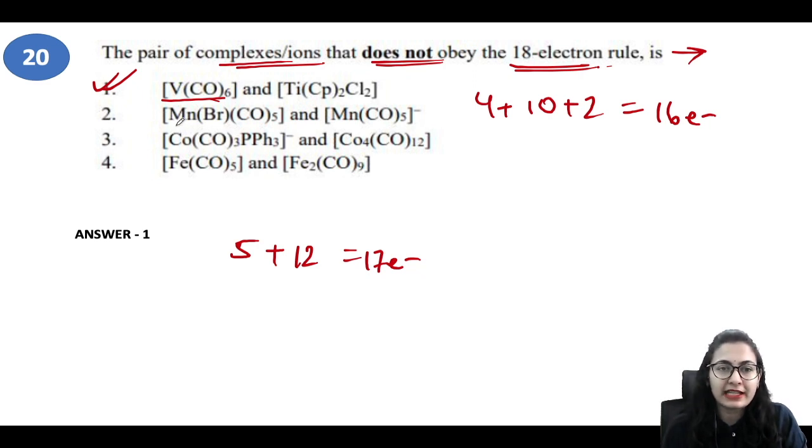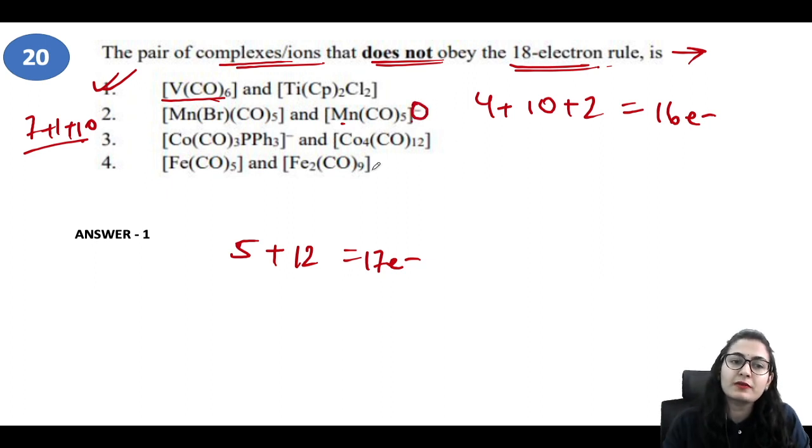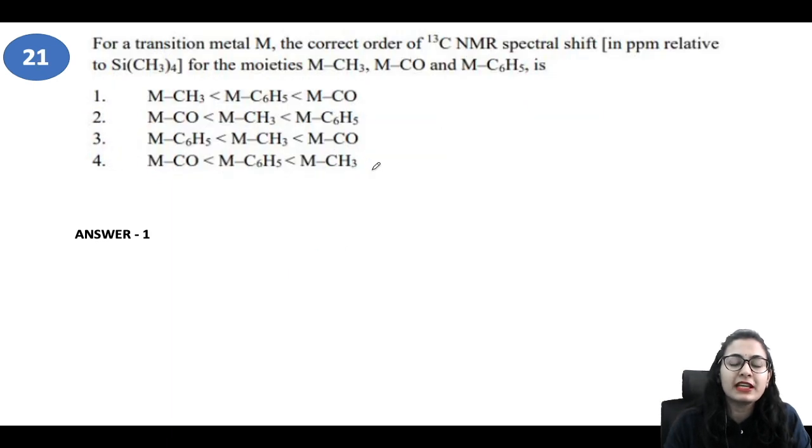Okay? You can calculate once for manganese: 7 plus 1 for the bromide plus 10, that makes 18. Similarly 7 plus 10 and plus 1 for this. So again 18 and so on and so forth. All of these are 18 only.